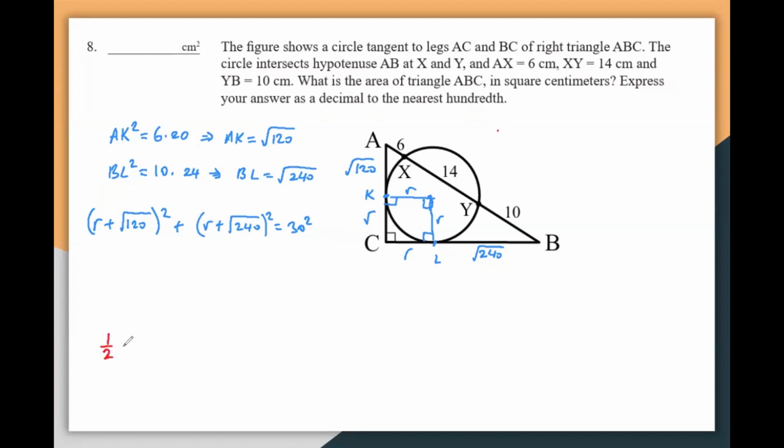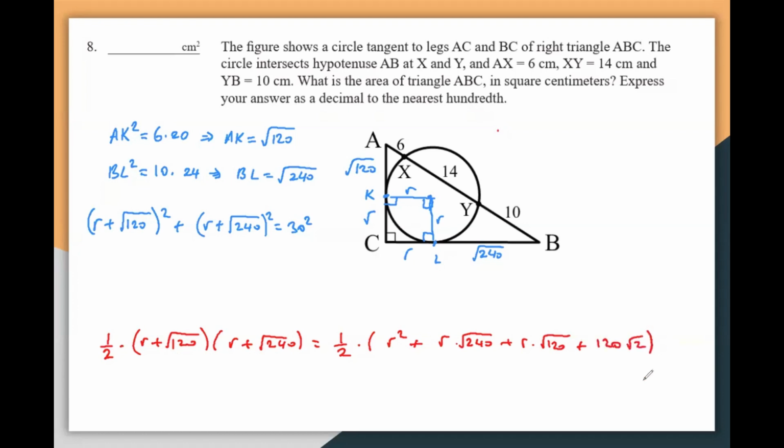So I'm going to take 1/2 times AC. AC is R plus square root of 120, and then BC will be R plus square root of 240. If I expand those, you'll get R squared, and then R times this one and R times this one, which gives R times square root of 240 plus R times square root of 120, and then plus this number times this number. That is the square root of 2 times 120, so we don't really need to simplify, but if I do, it's 120 root 2. That will be my last term.